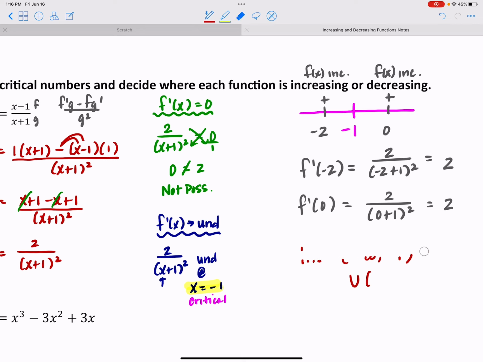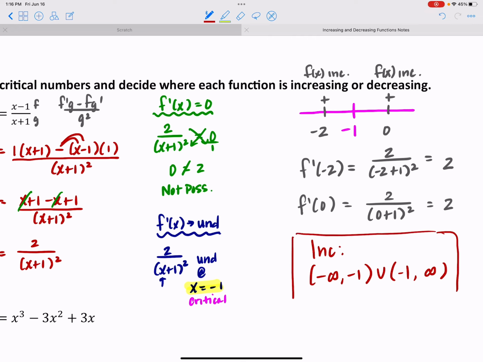I need to scoot this over or write a little smaller. How about this? Increasing from negative infinity up to my critical number, and then again from that critical number to positive infinity. So everywhere except for at that critical number, this function is increasing.